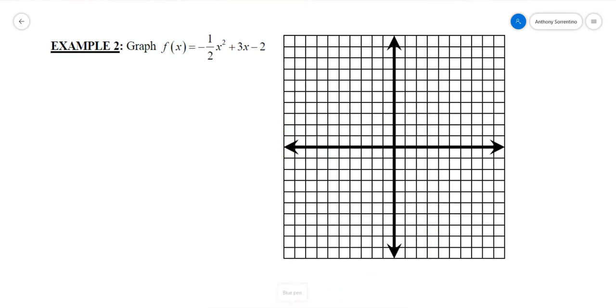So here's a, here's b, here's c. And so I know a in this equals negative 1/2, which is less than 0. So that means that this is going to open down. It's going to have a maximum.